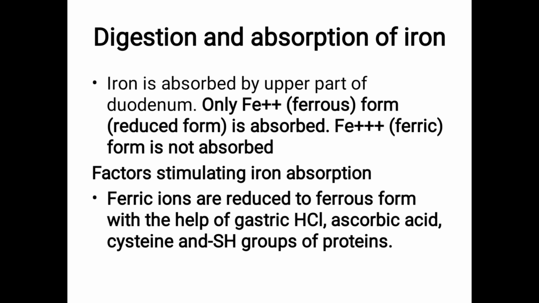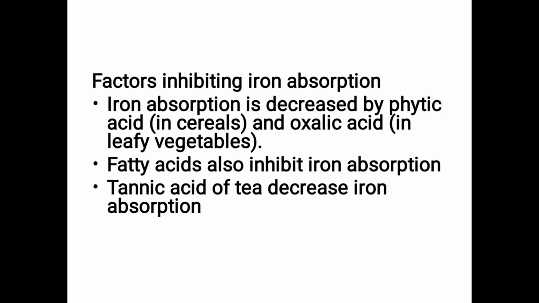Even vitamin C, we have seen, favors iron absorption. There are also some factors which block or inhibit iron absorption. Iron absorption is decreased by phytic acid that is present in the cereals. What are cereals? Wheat, rice and all. And oxalic acid present in leafy vegetables. So they decrease the absorption of iron. Phytates and oxalic acid present in the leafy vegetables. Fatty acid also inhibits iron absorption. Tannic acid of tea decreases iron absorption.